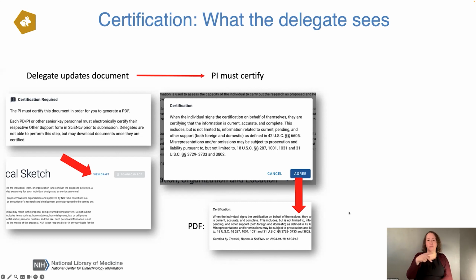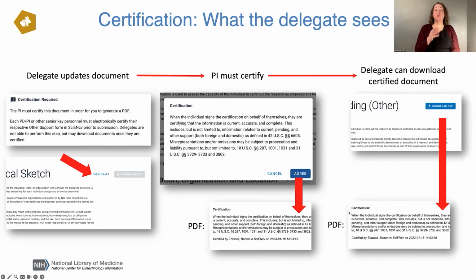Once they've done that and certified it, you as a delegate can download for yourself that certified document that the PI has gone in and certified. You can get a copy of it if you need it, if you're the one that's actually managing the upload. The PI can send you what was generated, or you can download it for yourself once they have certified it.